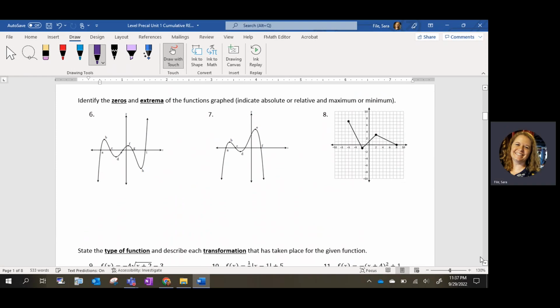All right, extrema and zeros. So remember zeros, that is your x-intercepts. It's where your graph crosses the x-axis. So in this case, that would be A, C, E, G, and I.